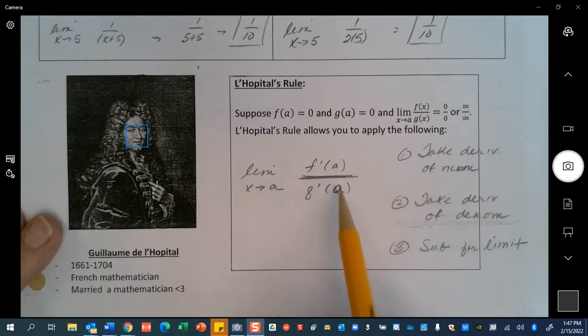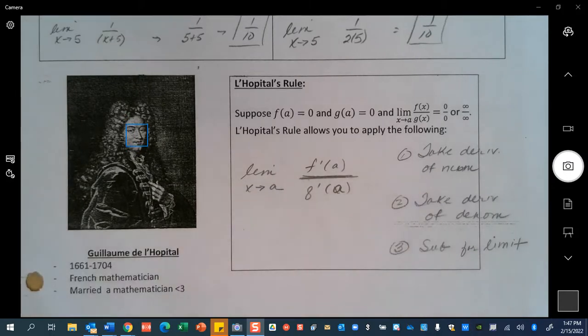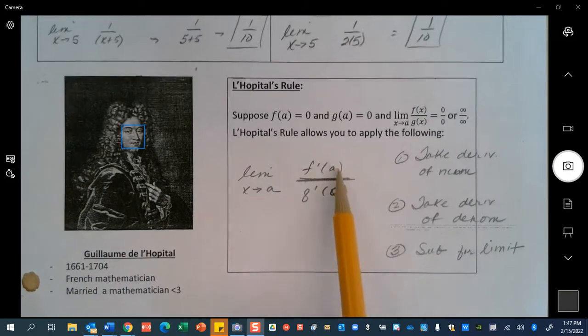Now we want to make sure that you understand you're talking about two separate functions. So we're not talking about the quotient rule. We're not talking about finding the derivative of a quotient because you're finding the limit as x approaches a for these rational functions, this one over this one.